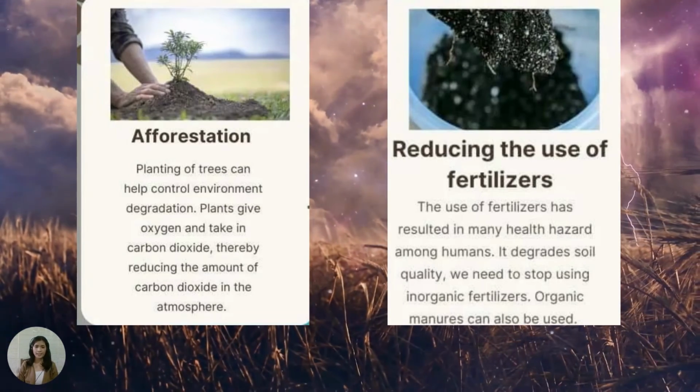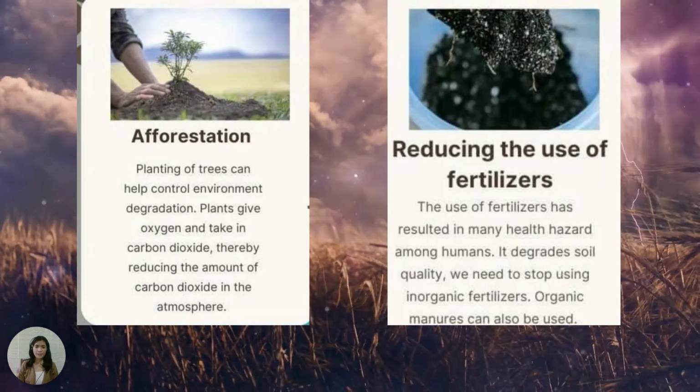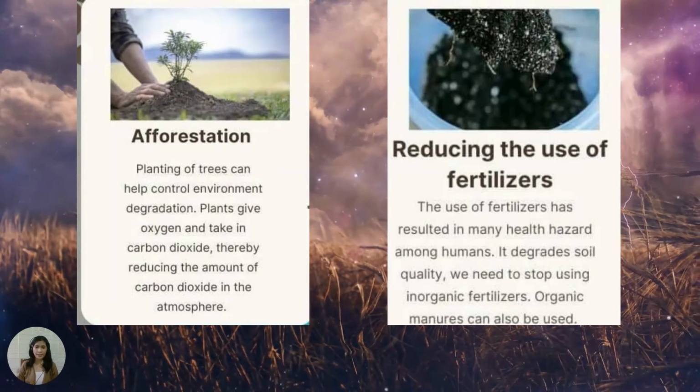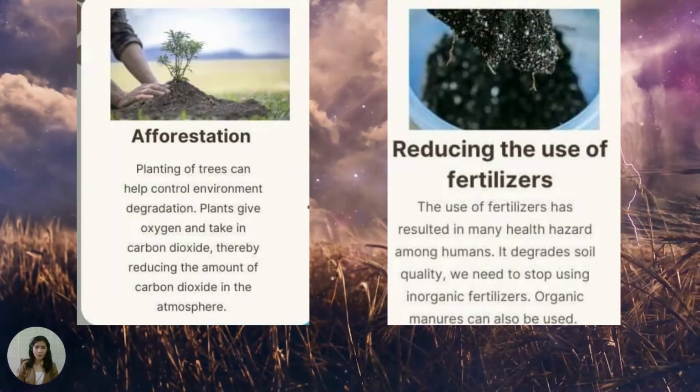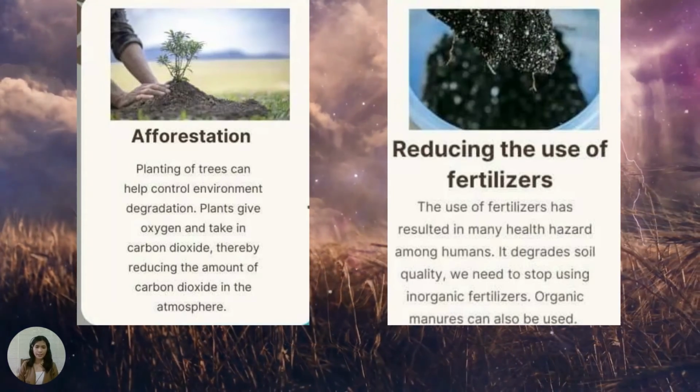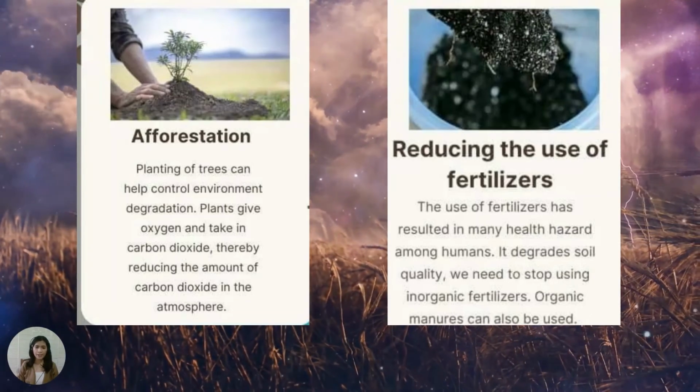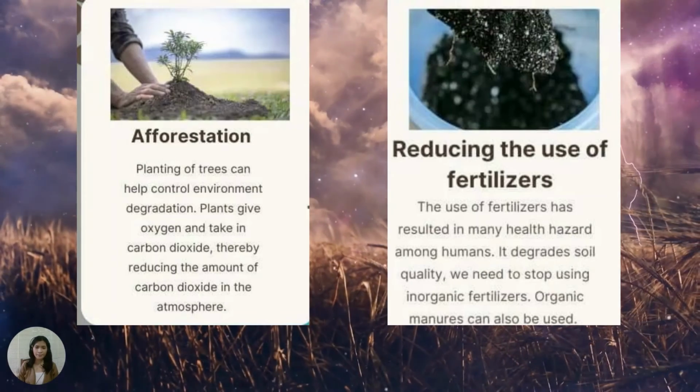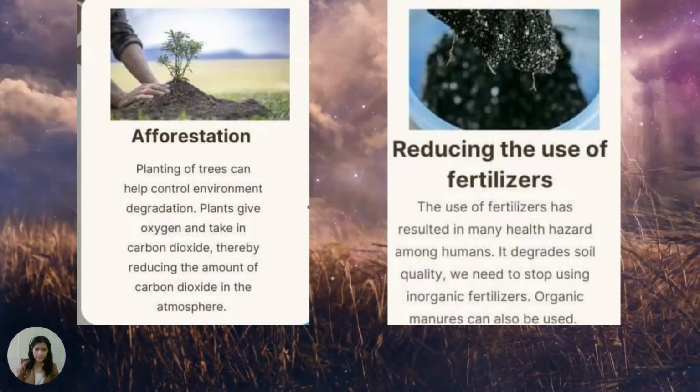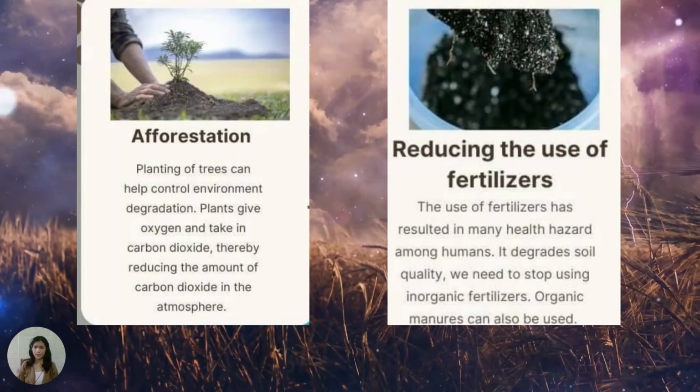Reducing the use of fertilizers. The use of fertilizers has resulted in many health hazards among humans. It degrades soil quality. We need to stop using inorganic fertilizers. Organic manures can also be used.